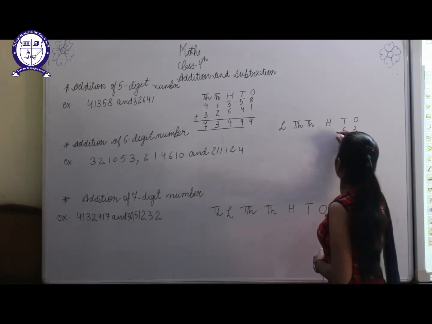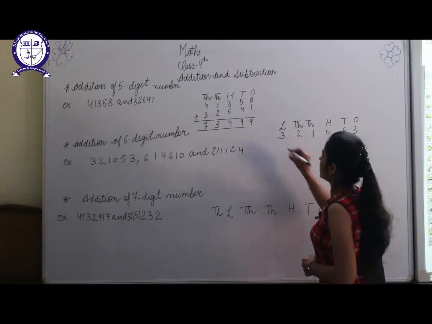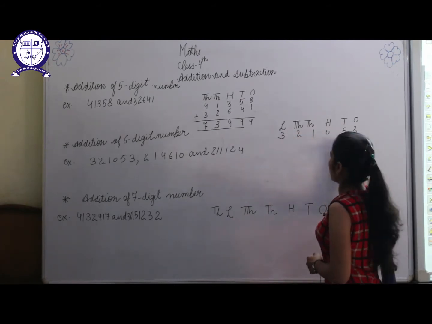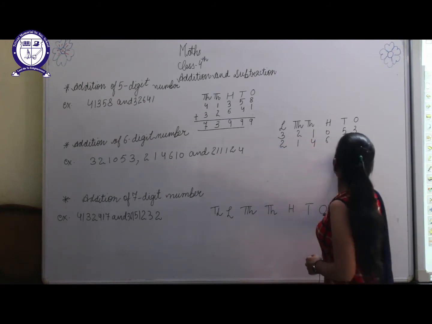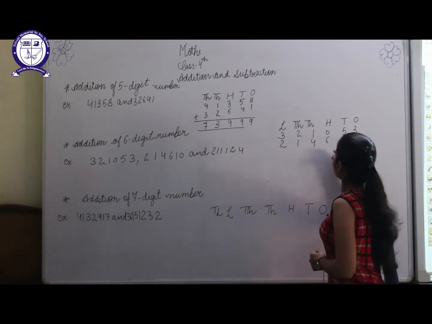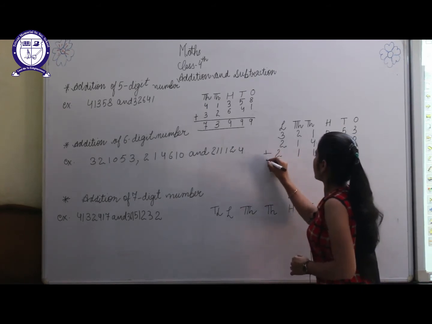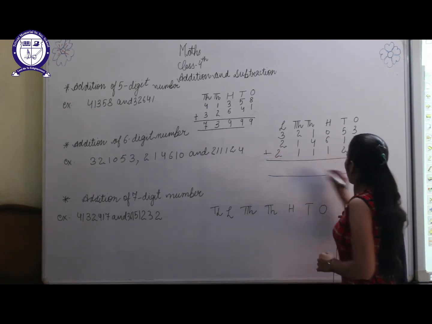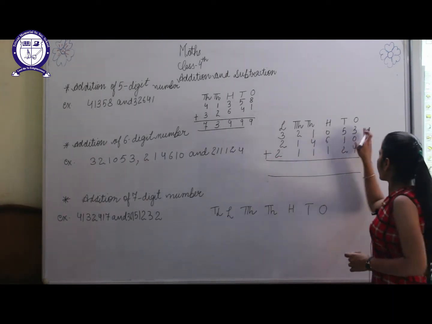3, 5, 0, 1, 2, 3. 0, 1, 6, 4, 1, 2. 4, 2, 1, 1, 1, 2. Now add. I have already told you how many numbers you can add. So here we have 3 numbers.